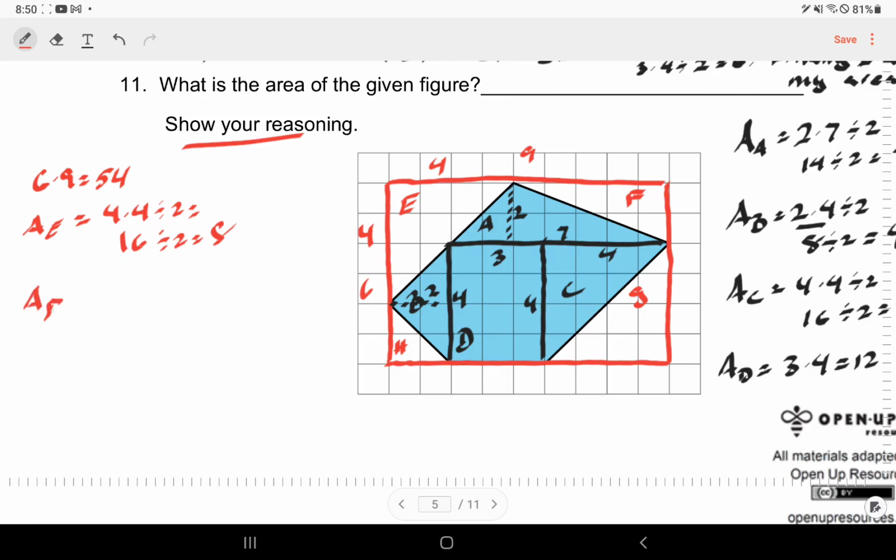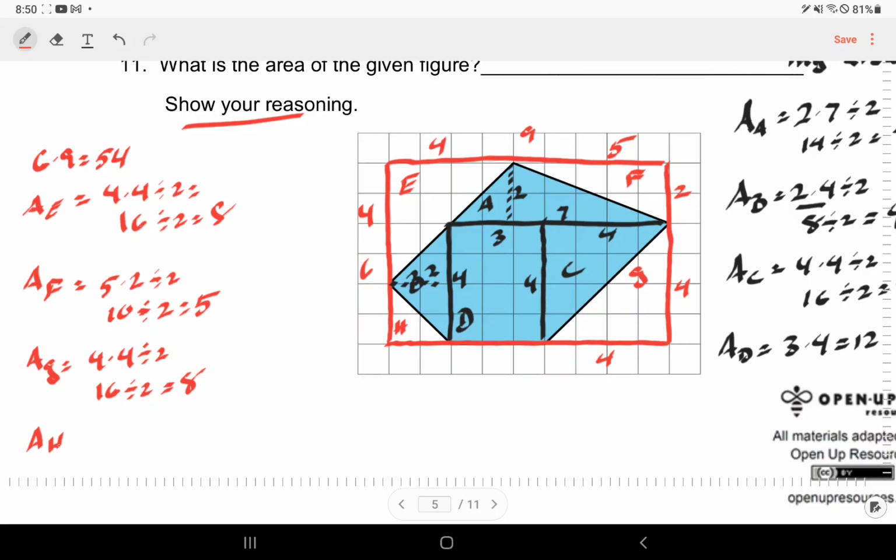Area of F, 1, 2, 3, 4, 5, 1, 2. And so that's 5 times 2 divided by 2. 10 divided by 2 is 5. For G, 1, 2, 3, 4, 1, 2, 3, 4. And so that would be 4 times 4 divided by 2. And so that's 16 divided by 2 is 8.